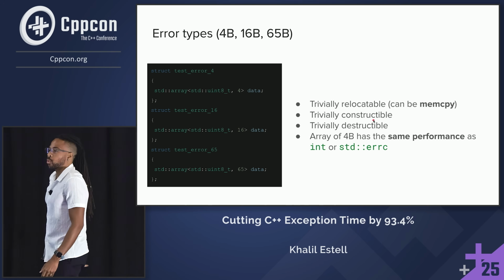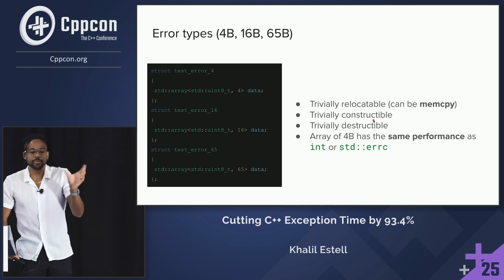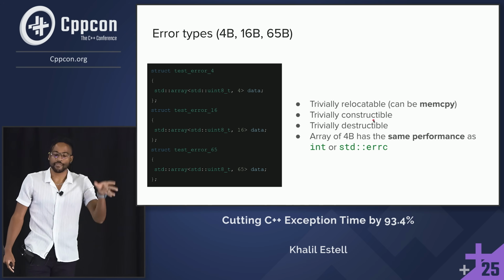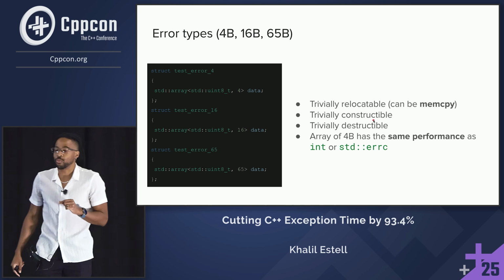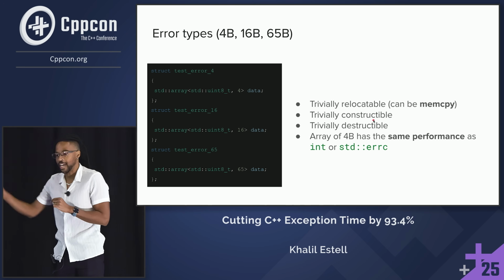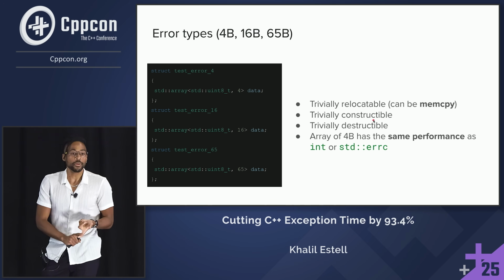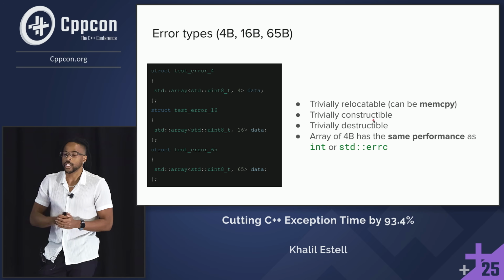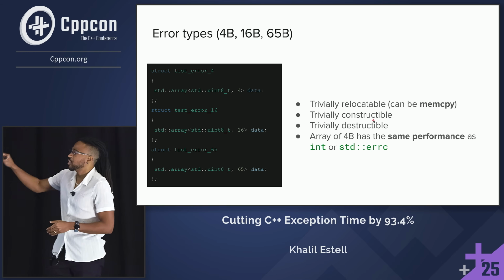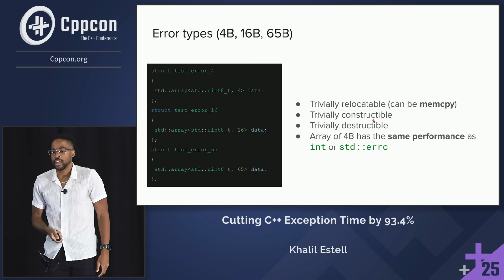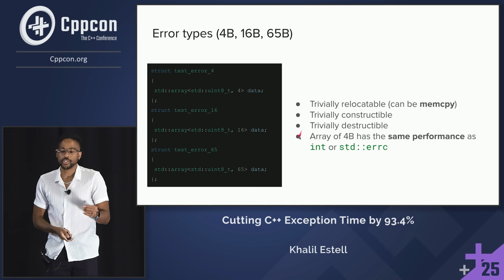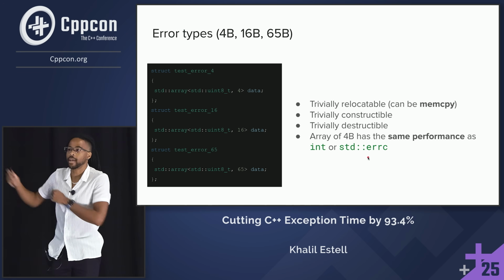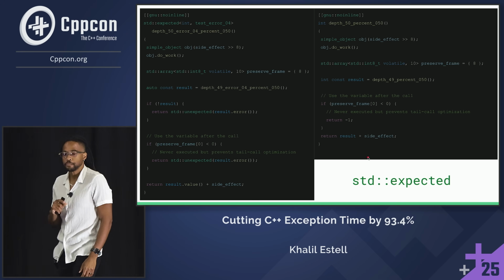Now, for our error types, I went real simple for this. There's just types that are arrays: 4 bytes, 16 bytes, 65 bytes, and if you might have an idea of what the 65 bytes might be useful for, you'll see in a sec. All these are trivially relocatable, meaning that you can memcpy them without disturbing the object. They're trivially constructible and trivially destructible. I want to make this very clear. I have tested this. The array of 4 bytes has identical performance as returning back a single integer or standard error code. So any metrics for that is pretty much identical.